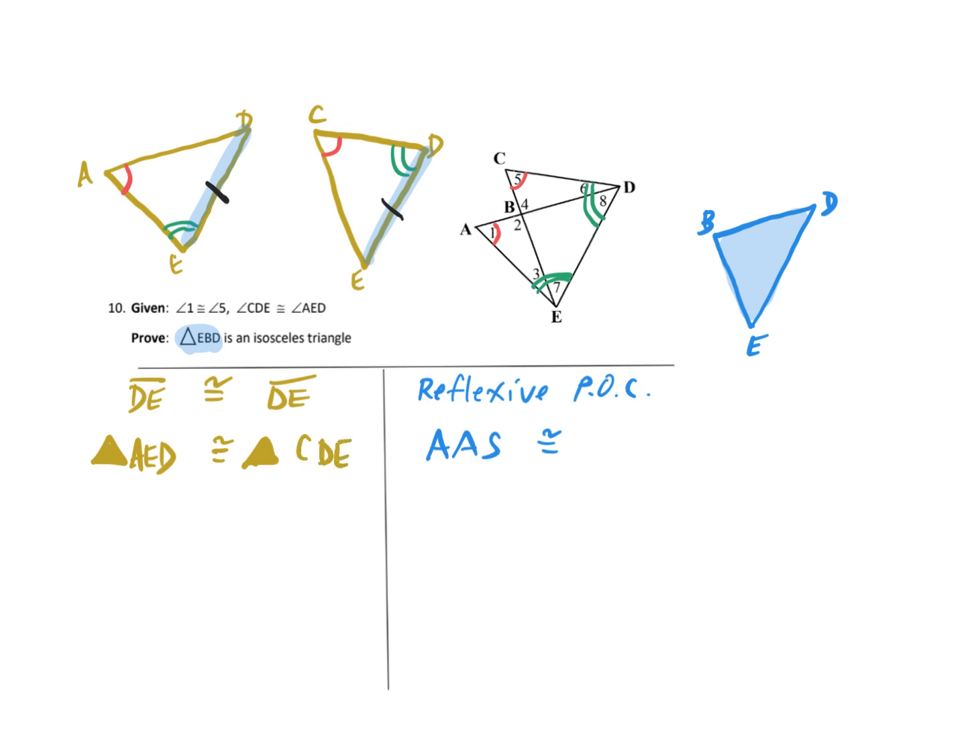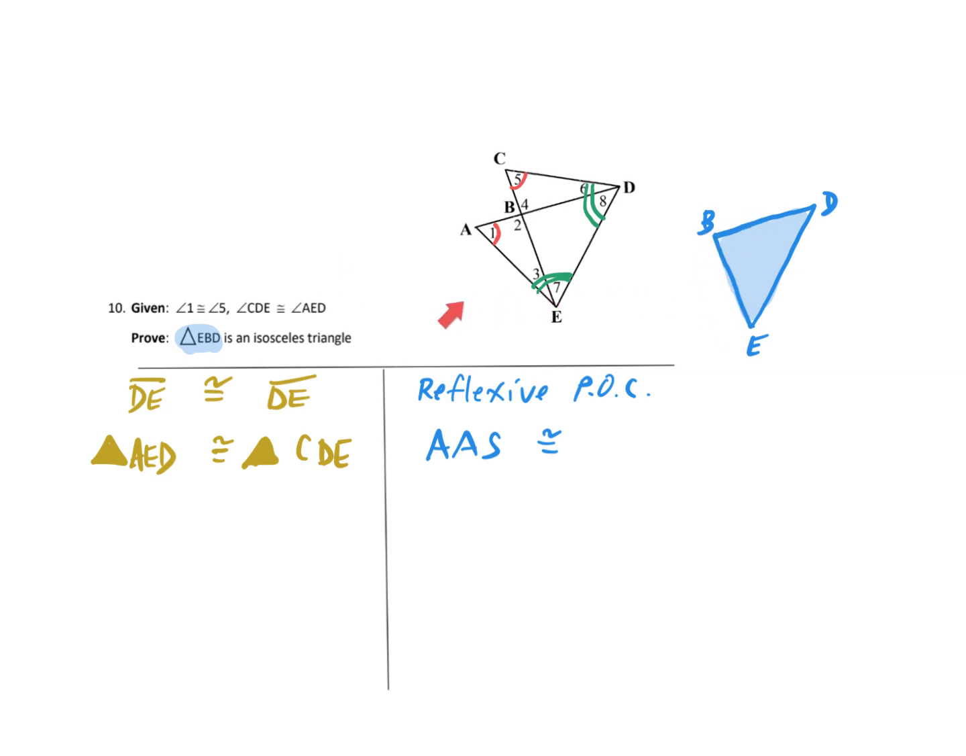Well, how's that going to help us? We're trying to prove that triangle EBD, this blue one here, is isosceles. We're trying to show that segment BE and BD are congruent, and that is therefore isosceles. But side BE and BD aren't even in this picture. How are we supposed to get to side BE and BD? Well, now that we've used the given, including these green angles, CDE and AED, we're able to use that to prove that these triangles are congruent.